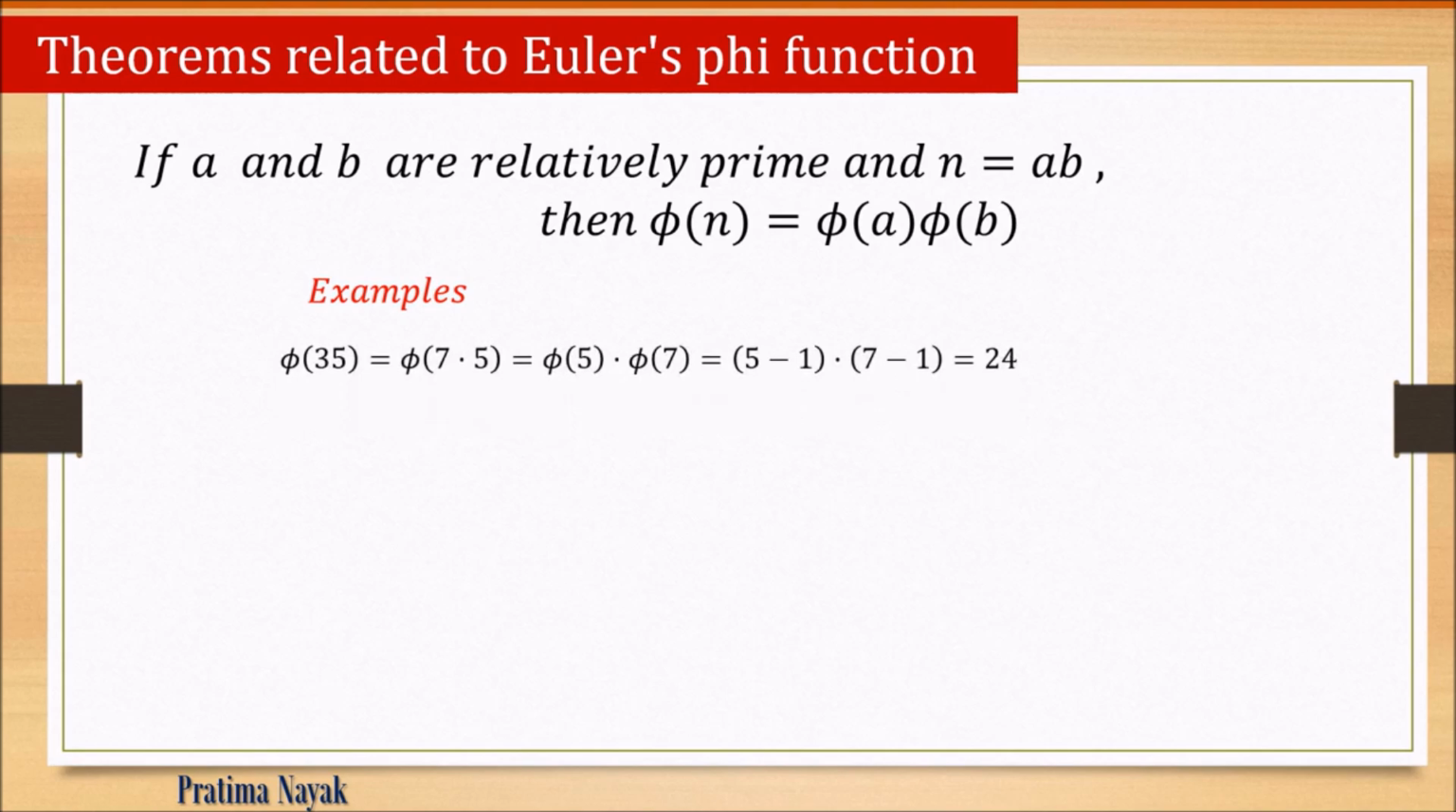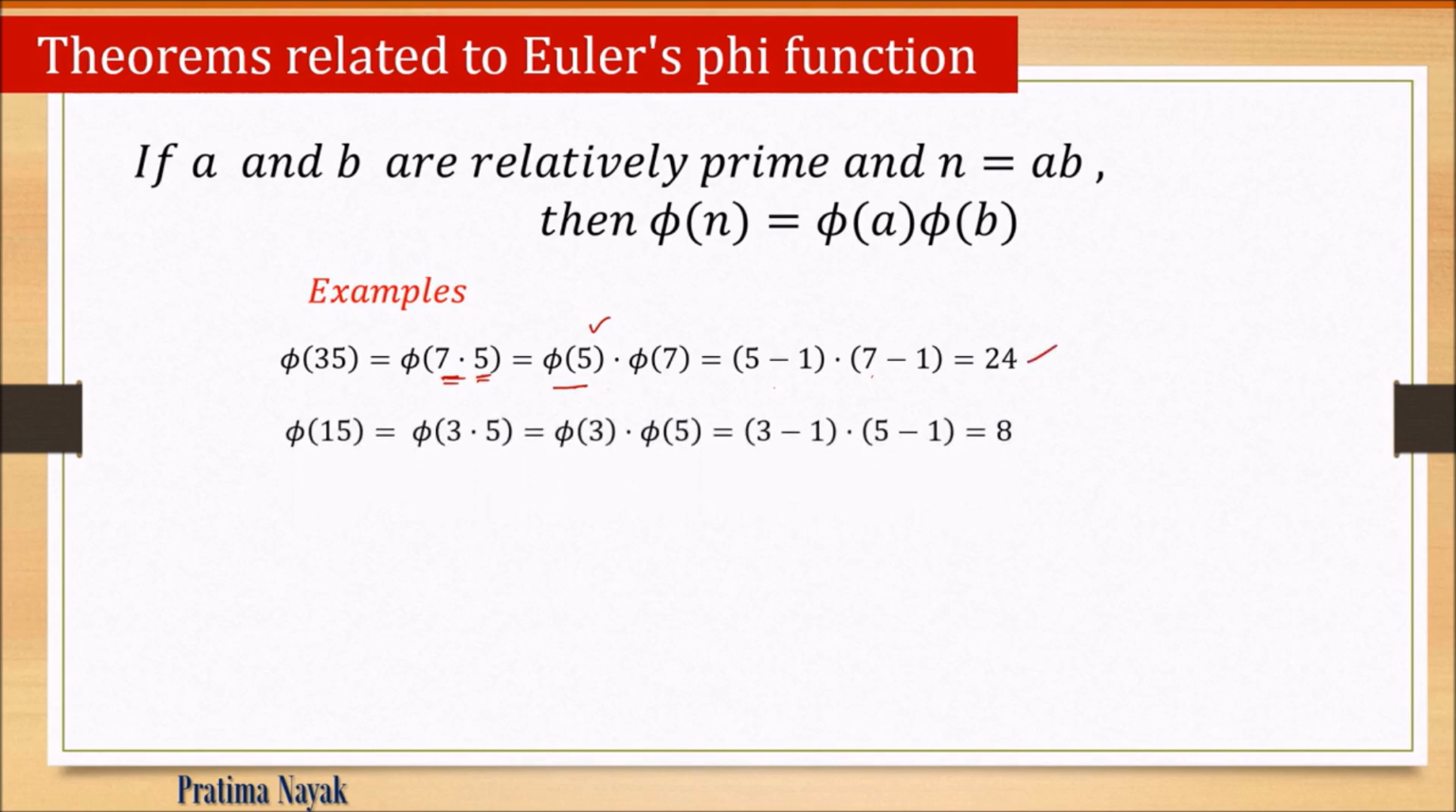One is phi of 35, which can be written as 7 into 5. They are prime to each other, co-prime. So it can be phi of 5 multiplied by phi of 7. Phi of 5, again a prime number, I can write as 5 minus 1, and phi of 7, again a prime number, I can write as 7 minus 1, which is 6. So it will be 4 multiplied by 6, that will be 24.